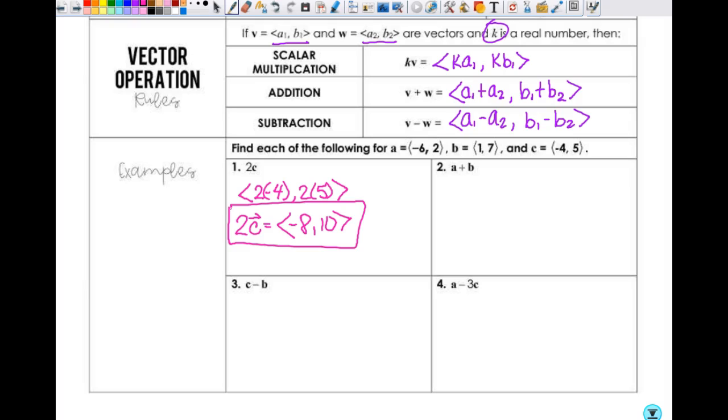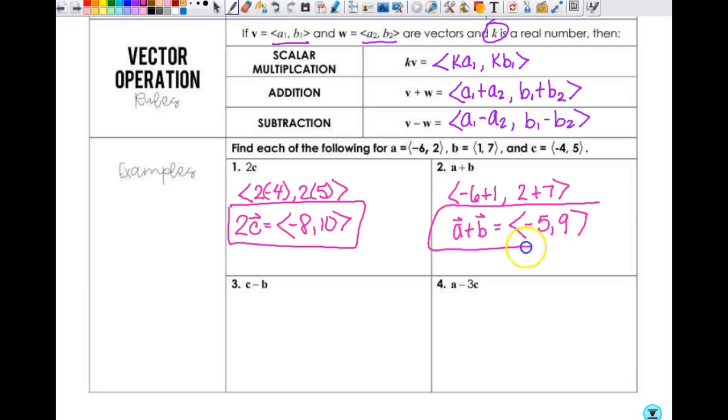Easy enough. All right, so then we have a plus b. So I'm going to do negative 6 plus 1, comma, 2 plus 7. So that means that vector a plus vector b is equal to negative 5, 9. Everybody okay with that? It is simple.